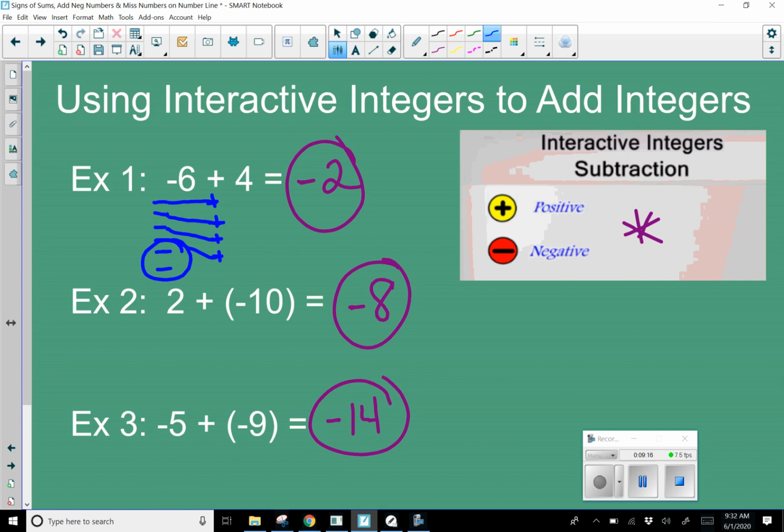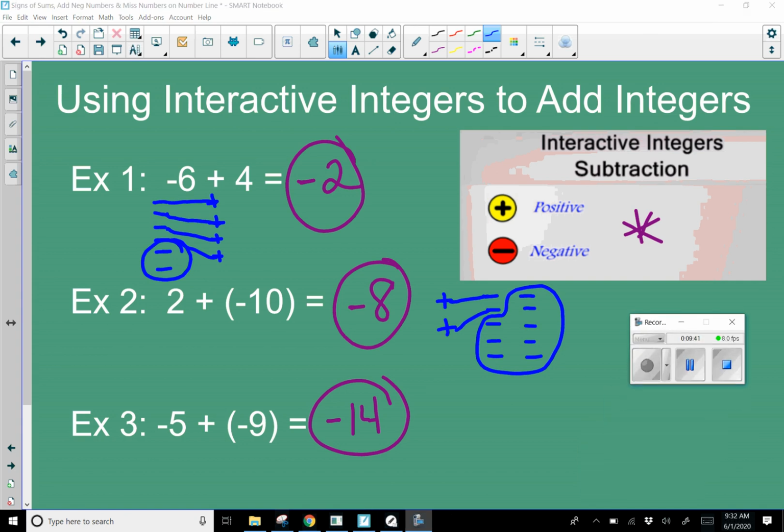We could try it for this one also. I have 2 positives, and then I've got 10 negatives. 1, 2, 3, 4, 5, 6, 7, 8, 9, 10. Well, this positive would go there. That positive would go with that negative. And then what's left over? If I count my negatives, you'll see that I'm left with 8 negatives. Hence why my answer is negative 8.